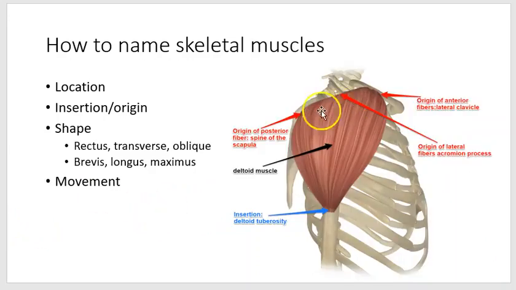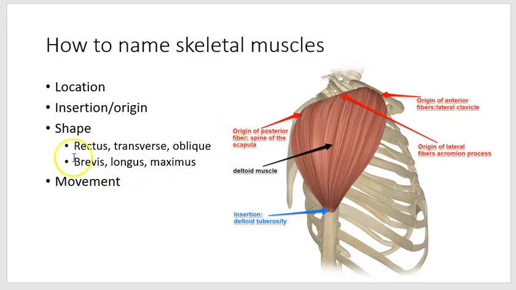And then we have our shape. So this muscle right here is your deltoid. And it looks like a triangle. The Greek letter that looks like a triangle is delta. And so this muscle gets its name based on that shape, that deltoid or triangular shape. Another one would be like your trapezius, looks like a trapezoid.